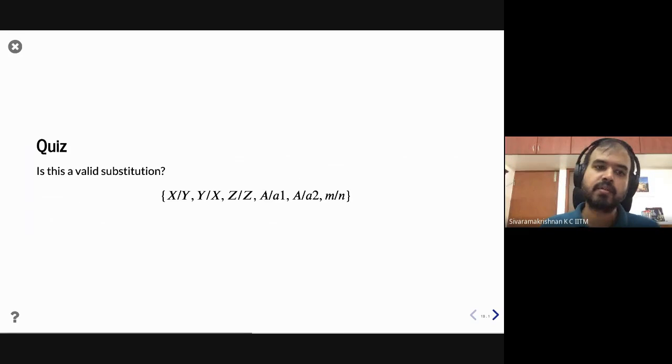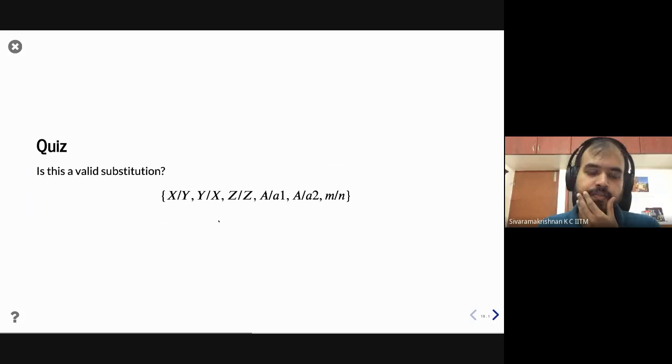Here is a question, just to make sure we understand the ideas. Is this a valid substitution? Just consider the side conditions that I mentioned. Yes or no? No. There are a few correct answers. So the substitution is invalid.